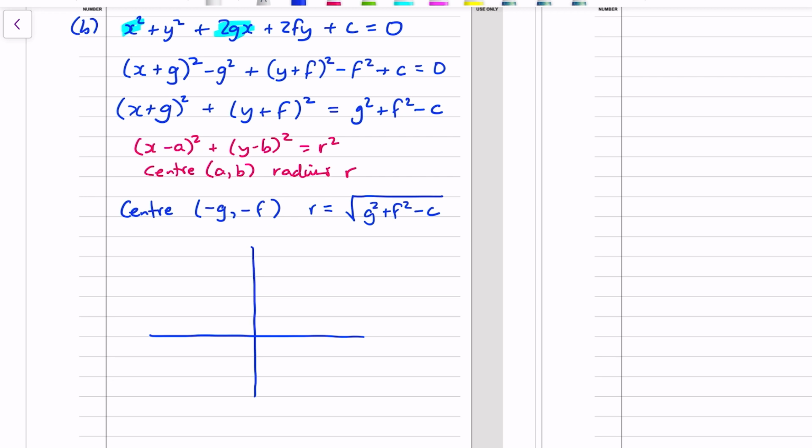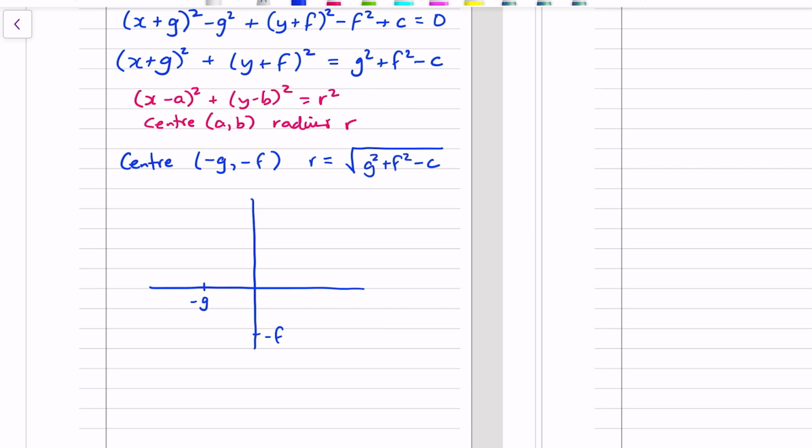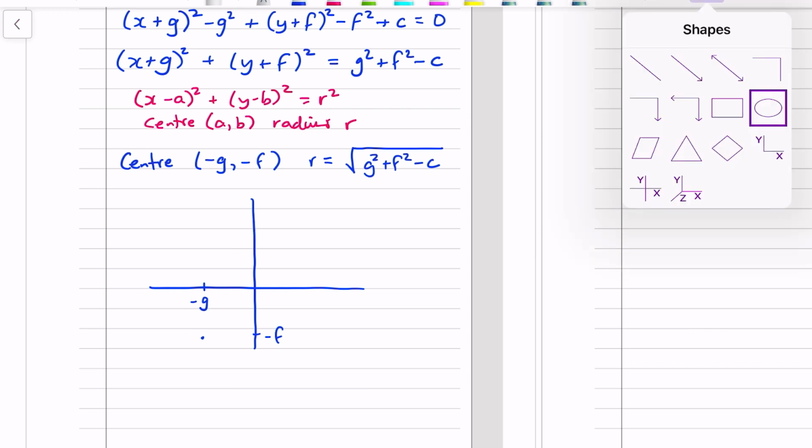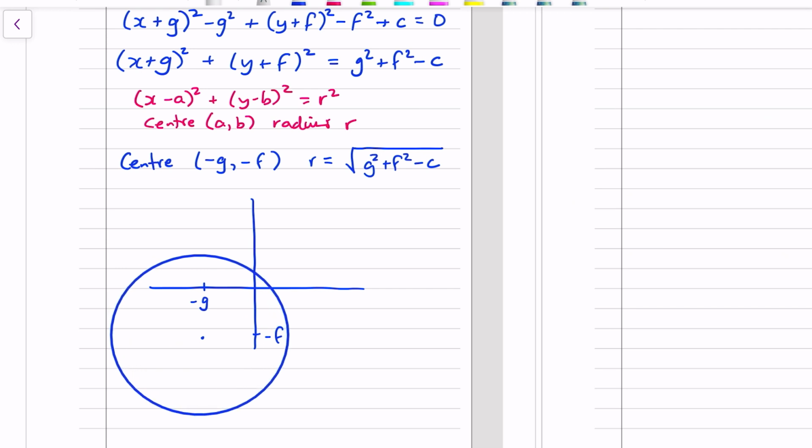Let's assume that g and f are positive, although it doesn't matter. There's no loss of generality if we do that. So therefore minus g is here and minus f is, say, down there, and we don't know how big g and f are or how big c is, so we could have our circle. Let's actually see if I can create a circle. Oh, this is going to be an interesting one. Is it going to work for me? Oh, how good. Alrighty, so our circle could look something like that.